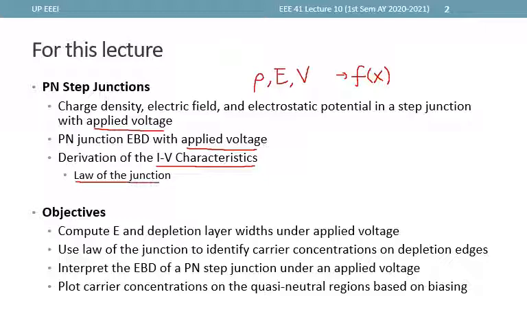We'll do some approximations and assumptions along the way, and one of those critical assumptions is based on the law of the junction, which gives us the carrier concentrations on the depletion edges to help us get an idea of the boundary conditions for our MCDE. We'll also interpret qualitatively the energy band diagram of a PN step junction under an applied voltage and visualize how it relates to the expected currents, and also plot the carrier concentrations in the quasi-neutral regions based on biasing. So how do the carrier concentrations change within the material? Although we'll only do that for the quasi-neutral region and not within the depletion region.